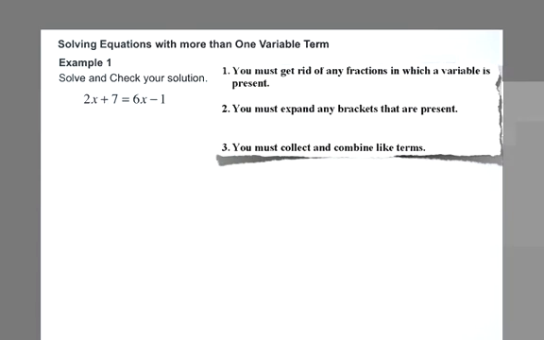So if we look at our 3 steps from the previous page, step 1 says we need to get rid of any fractions in which a variable is present. Well, in this case, there are no fractions at all, so we don't need to worry about step number 1. Step number 2, you must expand any brackets that are present. Well, there are no brackets present, so again, we don't have to worry about this step. So we go to step number 3. You must collect and combine like terms.